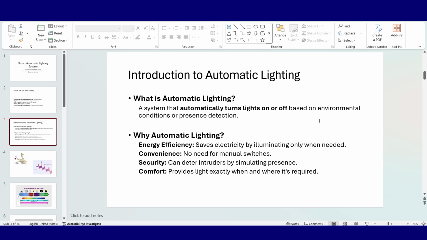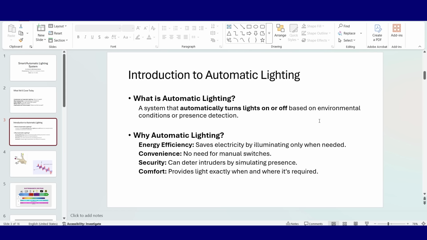So what is the use of an automatic lighting system? Energy efficiency. It saves electricity by illuminating only when needed. We have been seeing the lights are turned on in rooms where there are no persons at all. When there are no persons, if the lights are turned on, it is complete wastage of energy and electricity. So with automatic lighting system, we can save electricity. Second is convenience. You don't need to turn on the light by pressing any manual switches. Just when the presence is detected, automatically the lights are turned on, and when the presence is not detected, automatically lights are turned off.